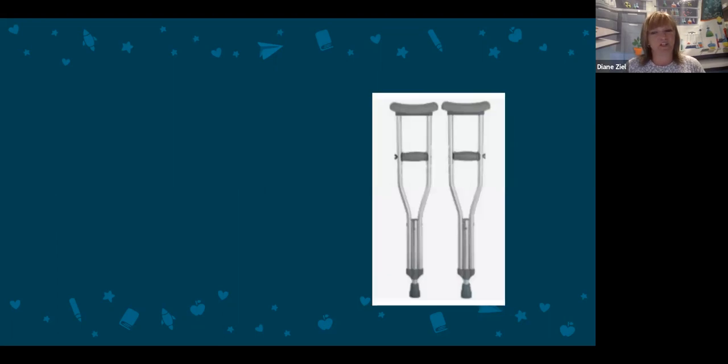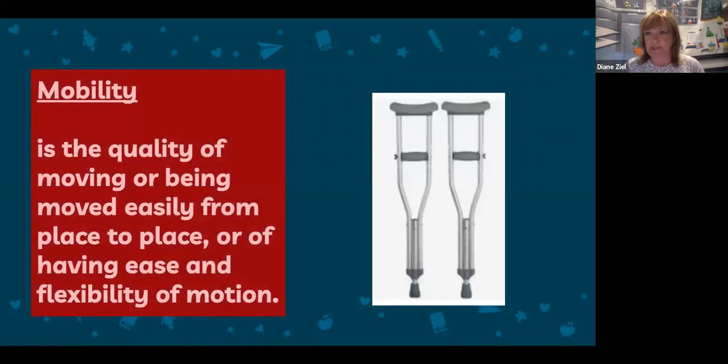These are an example of crutches, and crutches are used to help somebody who's injured and needs help with this function. If you said mobility, you're correct. Mobility is the quality of moving or being moved easily from place to place, or of having ease and flexibility of motion.